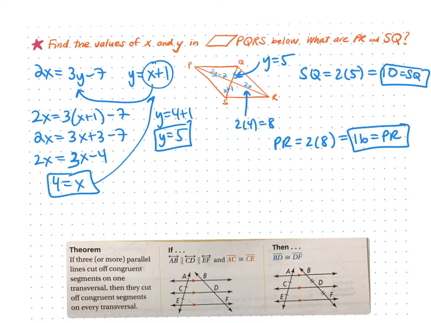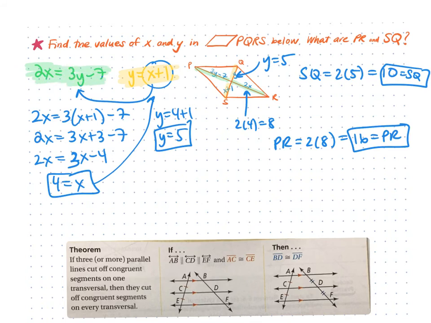Okay, here is the solution to this. Hopefully you got that x equals 4, y equals 5, QS equals 10, and PR equals 16. Right, the key here is setting up that this little piece and this little piece are congruent. That's here. Y equals x plus 1, and then this little piece and this little piece are congruent, and you can set them up. 2x equals 3y minus 7 here.